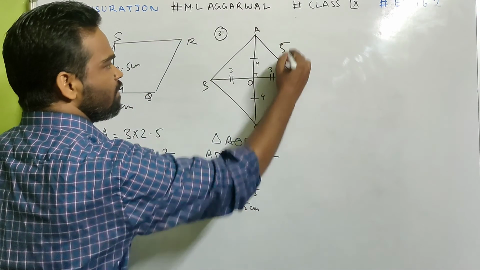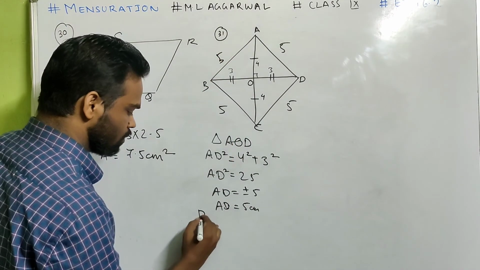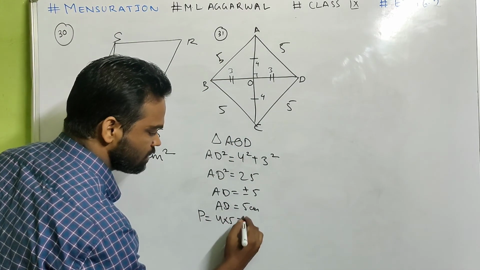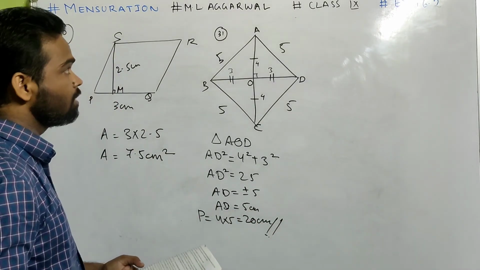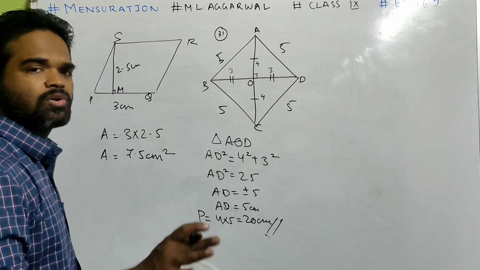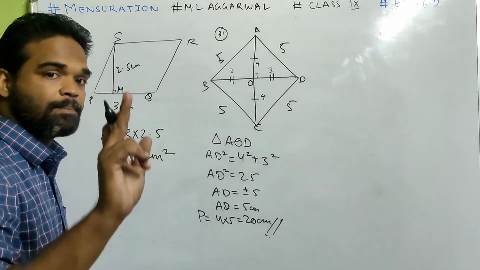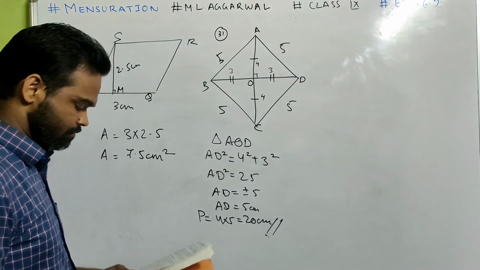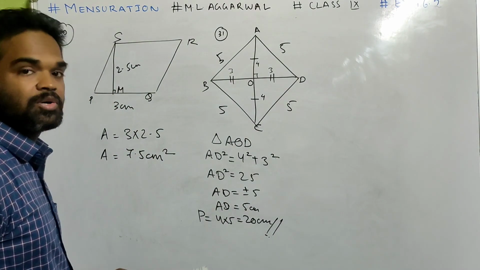You got the side 5, 5, 5, 5, isn't it? So perimeter is 4 into side. That's 20 centimeter. Done. This was number 31. We used Pythagoras theorem and the concept that in a rhombus the diagonals are perpendicular bisectors. Okay. Now let us look at the next one, 32.